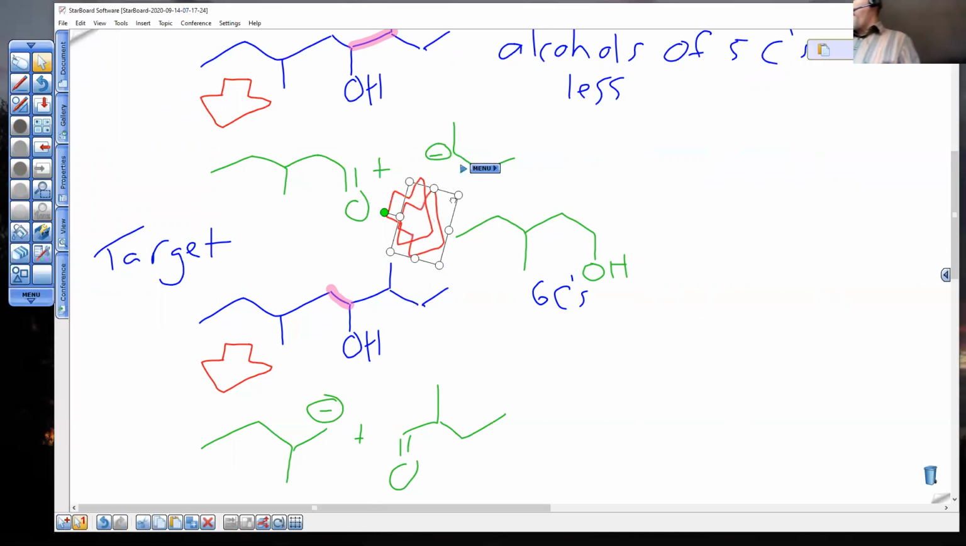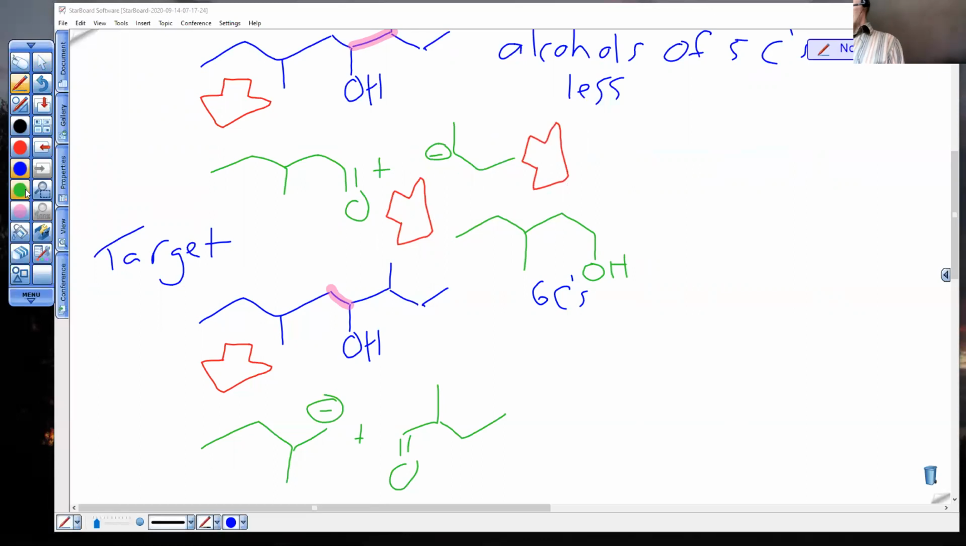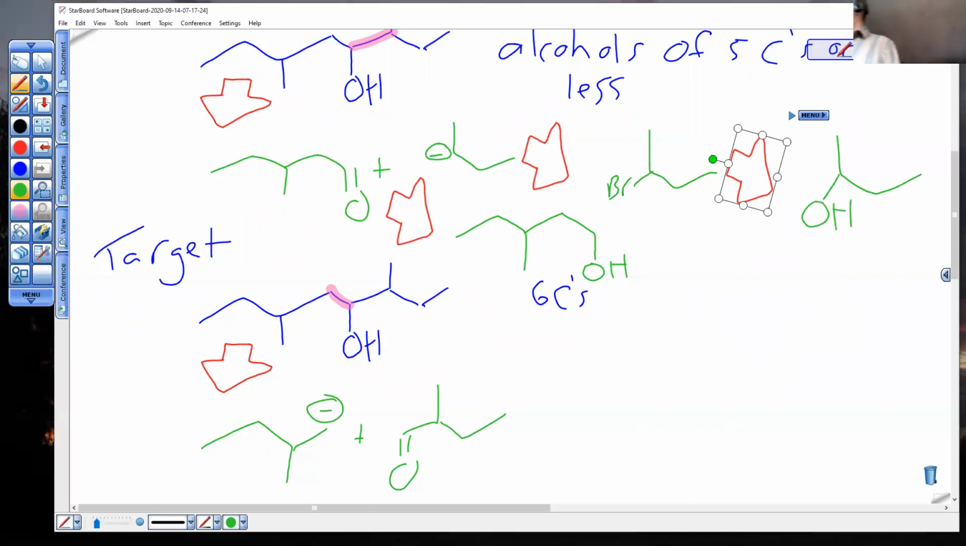There's no problem from this here. That came from an alkyl halide. Bromine's popular. And that came from an alcohol. That one, not a problem, 4 carbons. This one here, it's not technically a problem, but it's work.